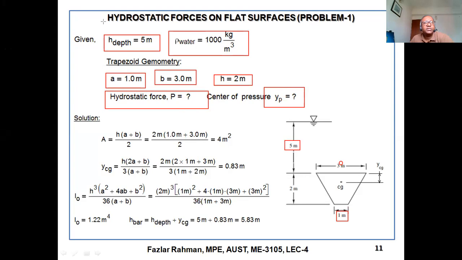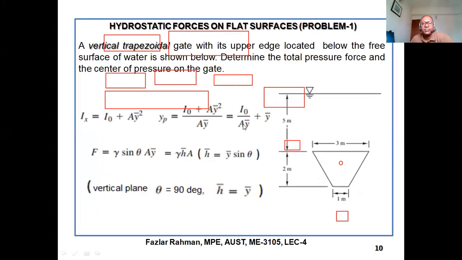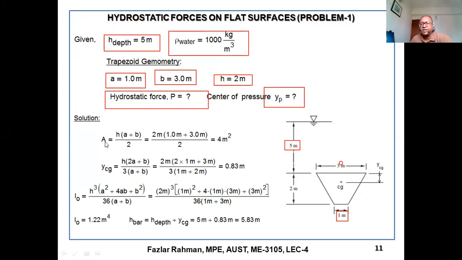Now, at first, by using the formula, you figure out the area. You need area, you need I naught, you need to figure out Y bar. So at first, you figure out area from the formula. This is the formula. Then figure out the YCG. YCG in the formula is not Y bar. That means this is equal to only this distance. And which one is Y bar? Y bar is distance from here to here. So if you know this one, plus 5 will be Y bar. So you figure out the YCG, 0.83. That means this distance is 0.83.